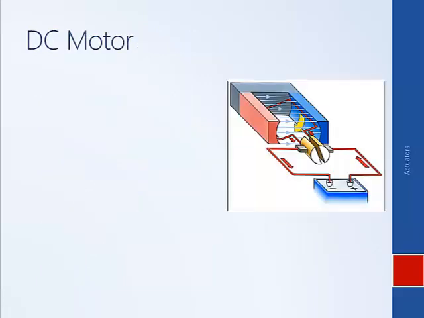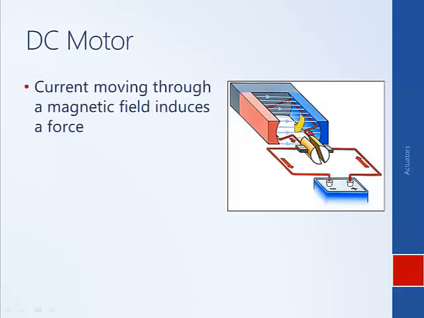Another very important example of an electromagnetic actuator is a DC motor. Again, it works on the basis of Lorentz's law, where current moving through a conductor in a magnetic field induces a force. And this is the mathematical representation of Lorentz's law. The force is equal to the cross product of the current and the magnetic field.